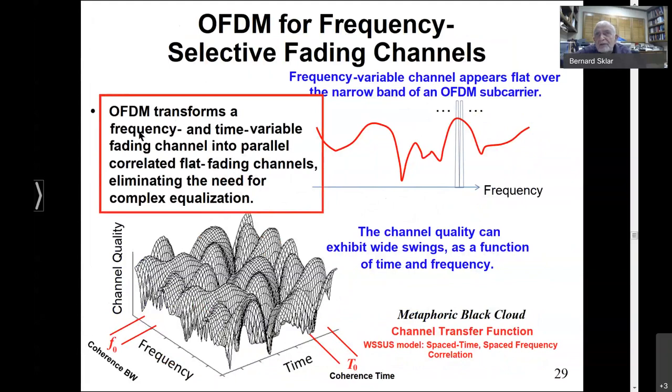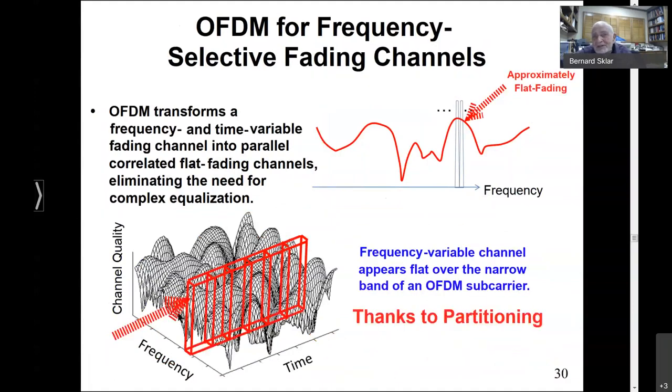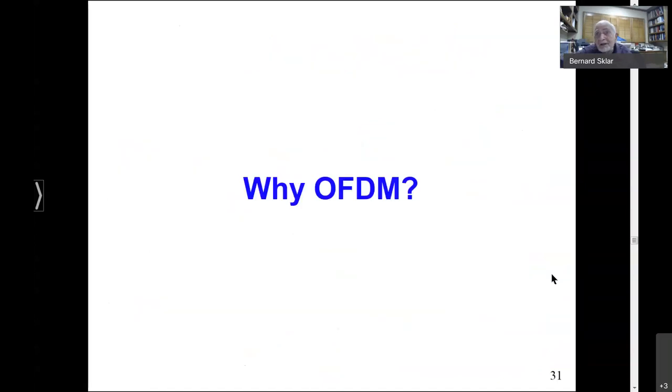OFDM transforms a frequency and time variable fading channel into, think of them as parallel correlated flat fading channels, eliminating the need for complex equalization. That's why we can say it does it elegantly, doing away with complexity, because it's like taking a slice through here. Instead of having this huge bandwidth to invert, which is a tough job, each little slice can be viewed as approximately flat, which can be fixed by just a scaling factor in the frequency domain.